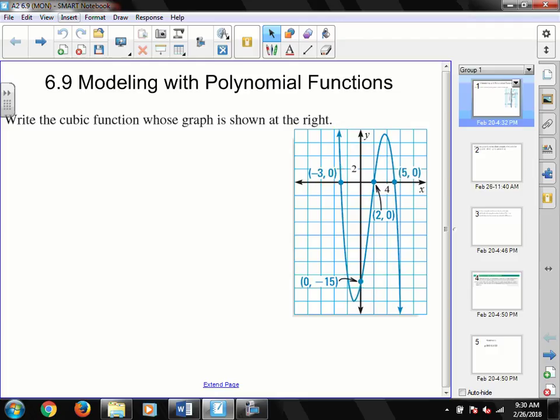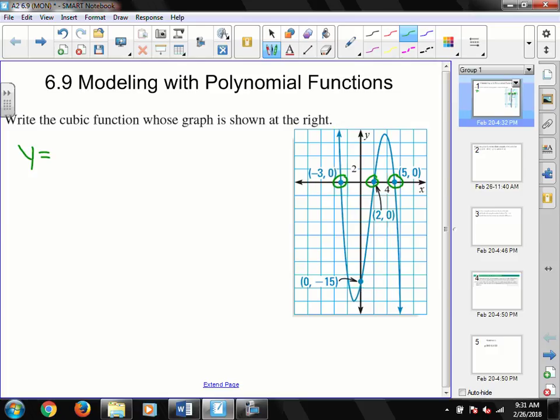So, if we're going to write the cubic function that I have shown here, what are some important points that could help us write the formula for that function? Yeah. These x-intercepts, how do I normally take care, or how could I show that I have those x-intercepts in my graph?